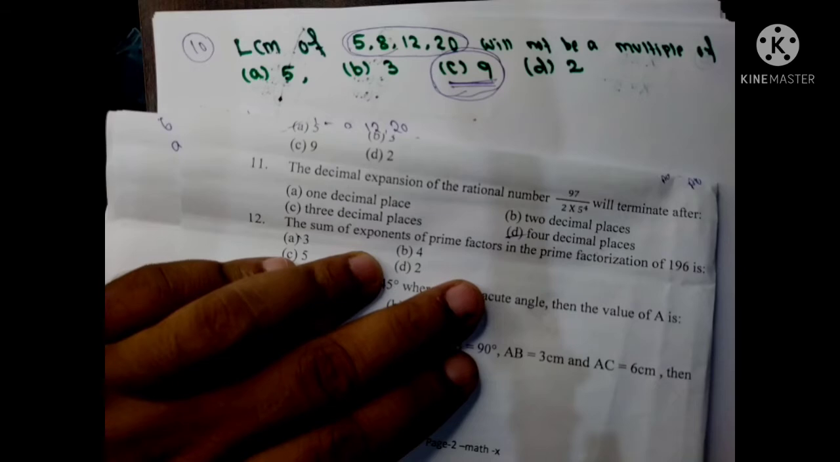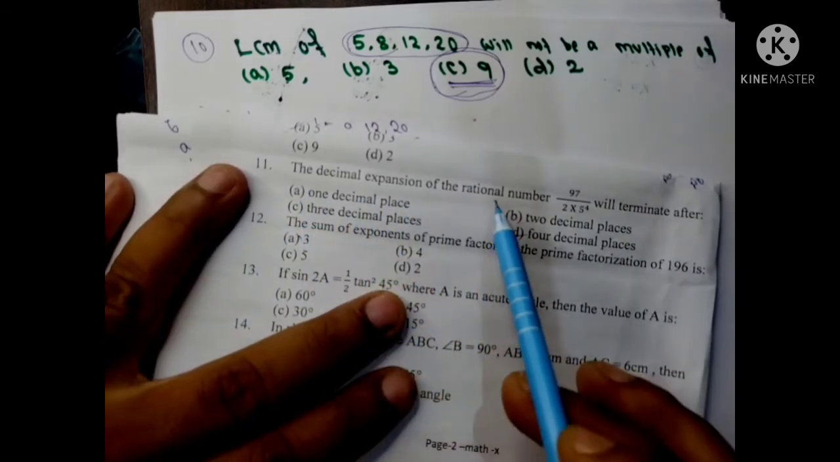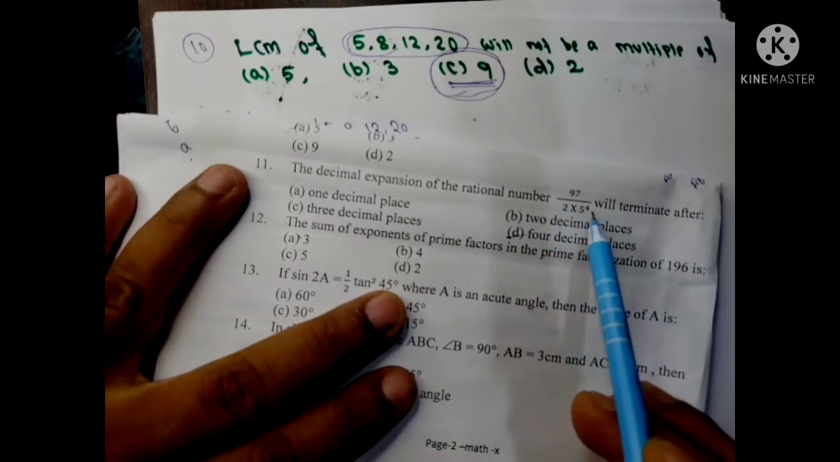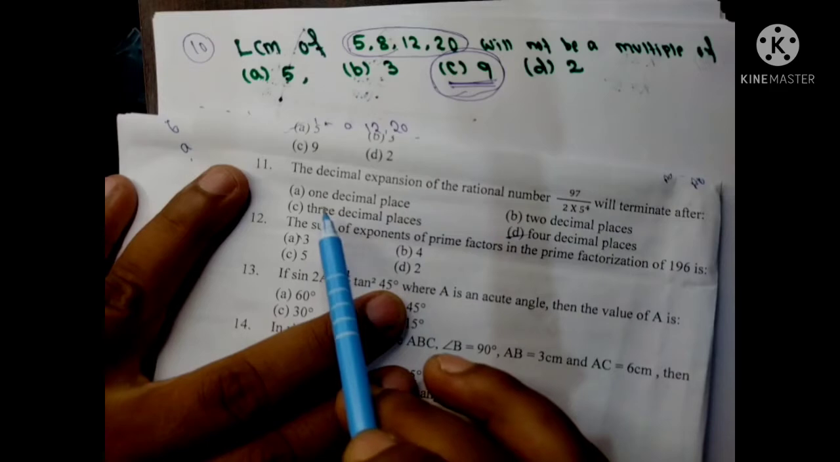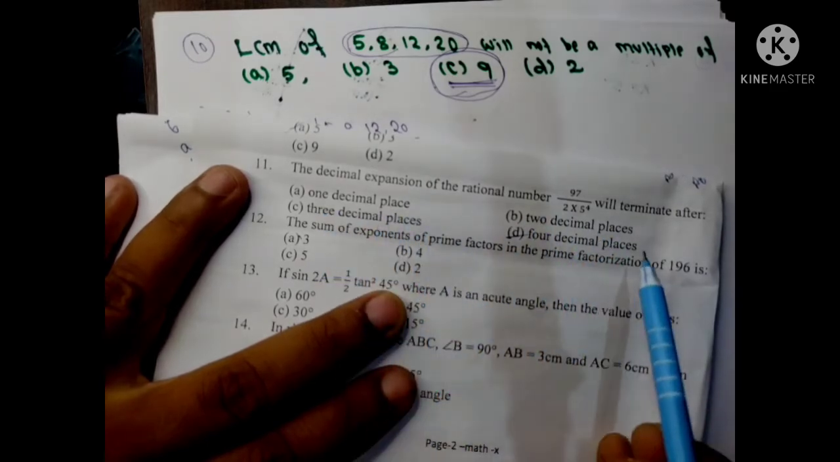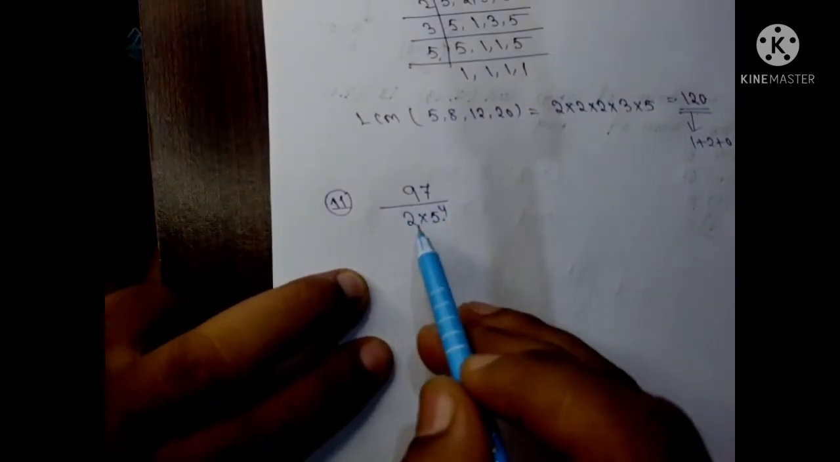Now look at question number 11. The question number 11 is the decimal expansion of the rational number 97 by 2 into 5 to the 4 will terminate after 1 decimal place, 2 decimal place, 3 decimal place or 4 decimal place. Here the given number is 97 by 2 into 5 to the 4.